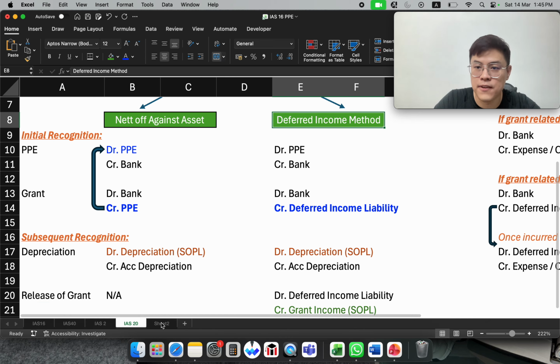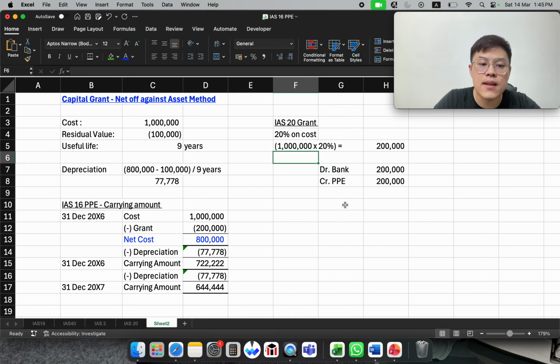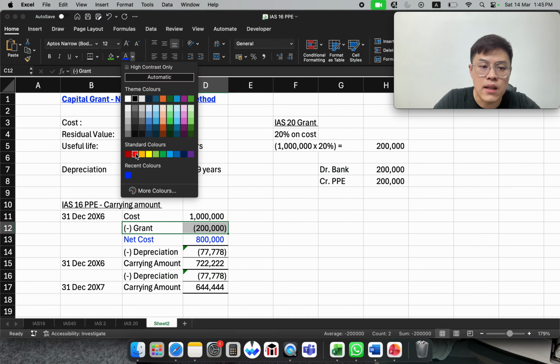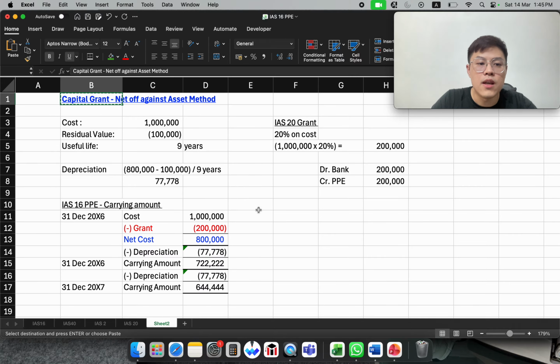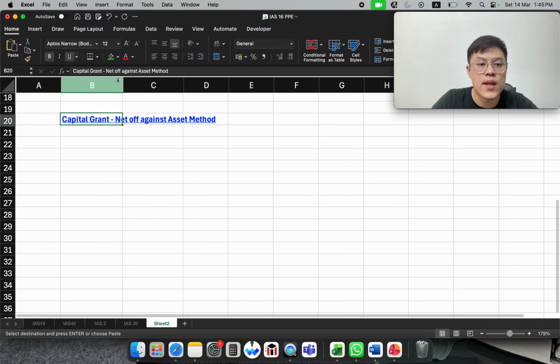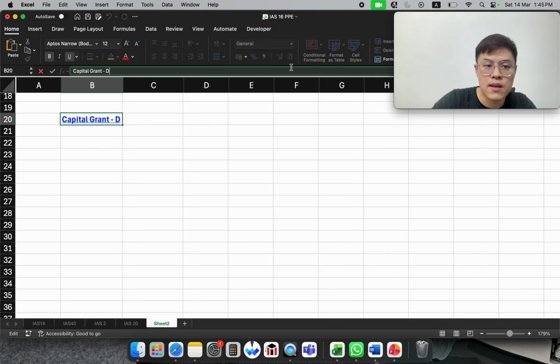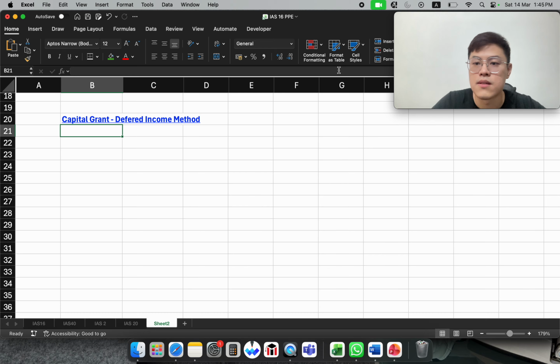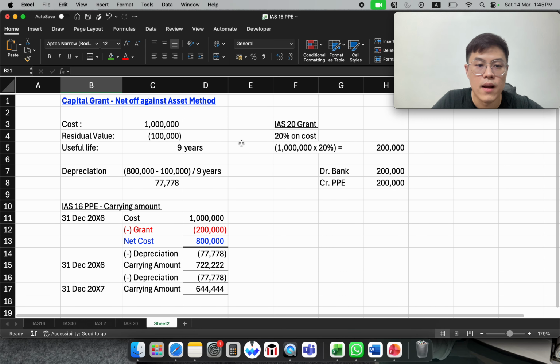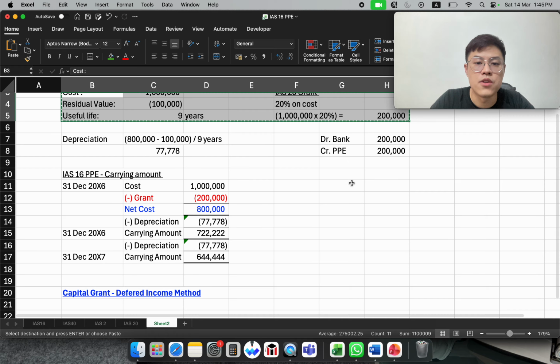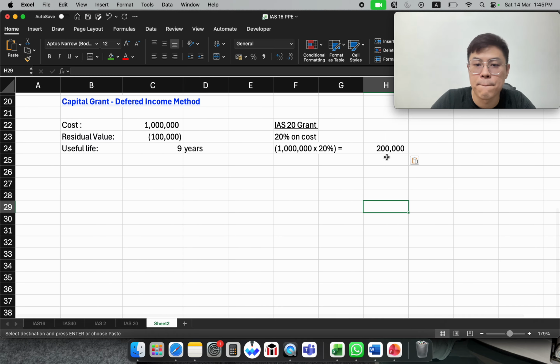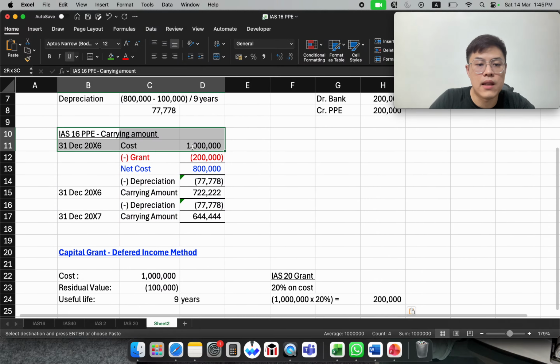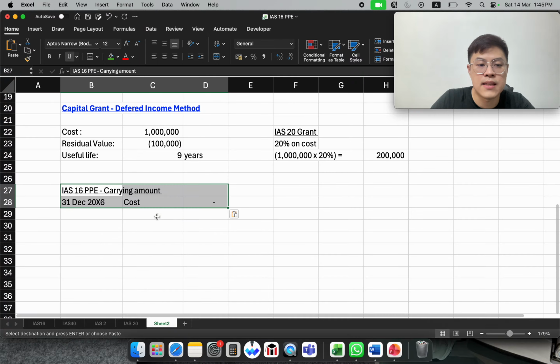And now let's do the deferred income method. The deferred income method doesn't lump this grant into your cost. If we are talking about the IAS 20 capital grant, but we are using the deferred income method, this will be something different because you need to maintain a separate account called deferred income liability. And to do this, assuming our example is still the same and the grant is 200k, first thing first, we will need to calculate our cost under IAS 16 PPE.